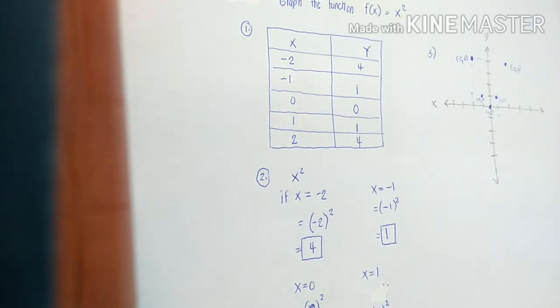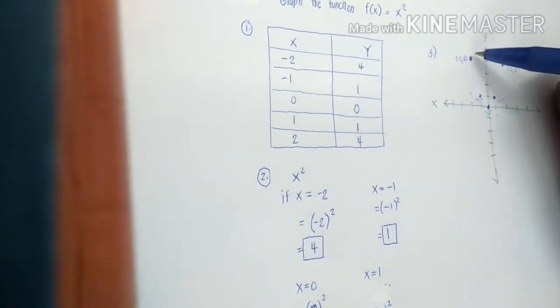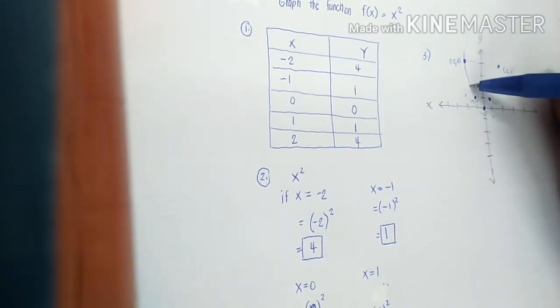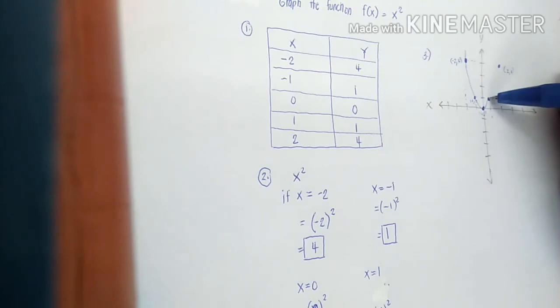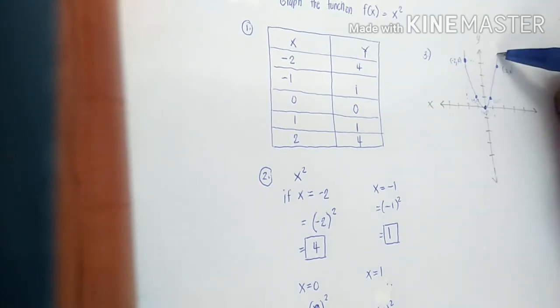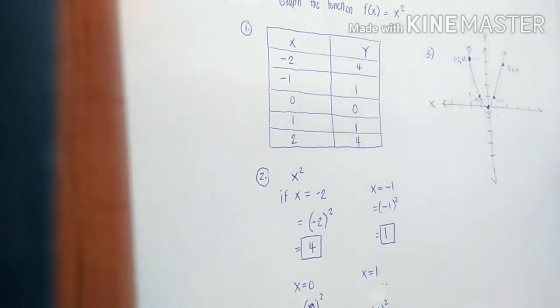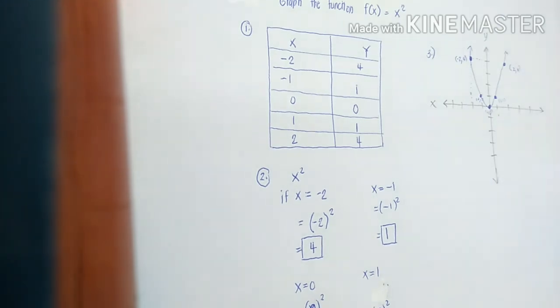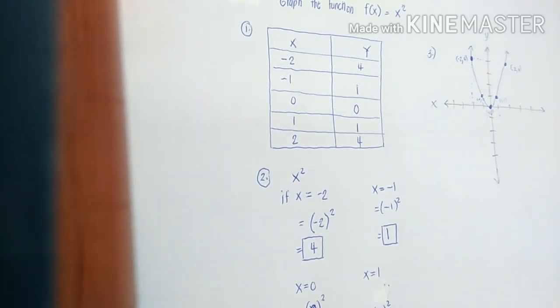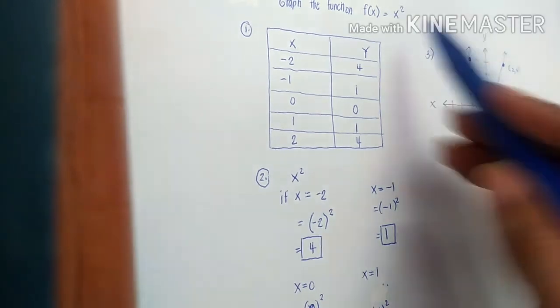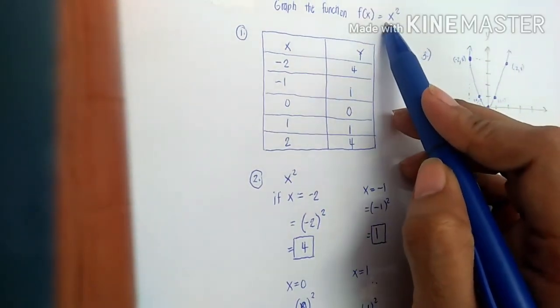So, what's the next step? The next step is we will be connecting all the dots, starting from down to up. So, there you go. The parabola opens upward. Because, look again, the coefficient is 1.